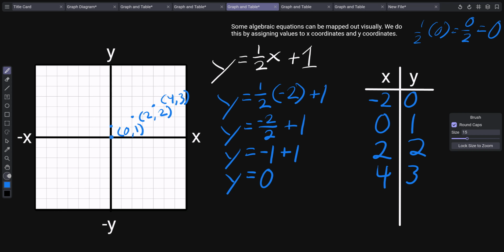Let me count 2 steps to the left. So 1, 2. And then we don't move on the y, because y is 0. And then we get -2, 0. And then let's try drawing a line. So that looks like this now.